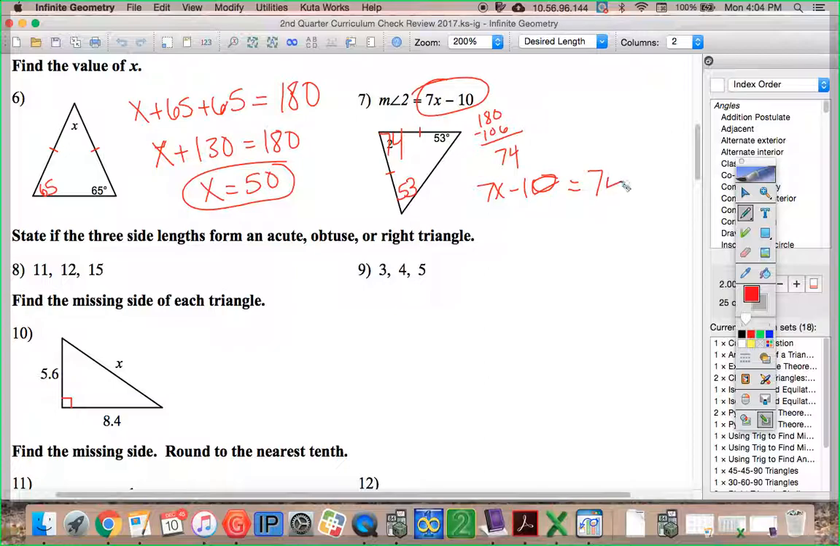If the pen bothers you, you're just going to have to tough it out because it's bothering me too, and I hate it. So I'm going to add this 10, get 84, divide and get 12. That's a good 12.